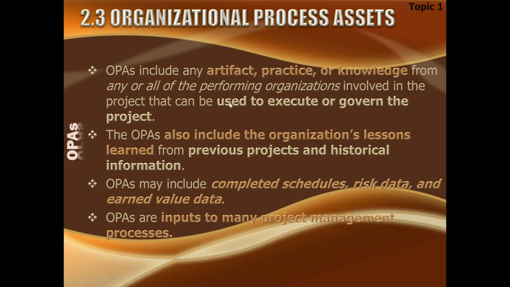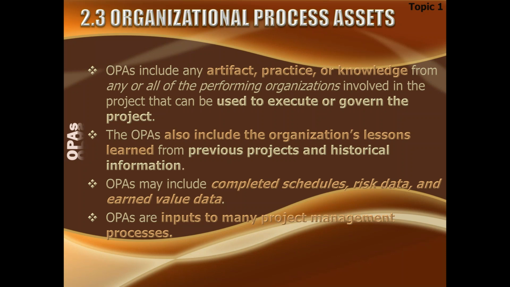OPAs include any artifact that is a document, practice, or knowledge from any or all of the performing organizations involved in the project that can be used to exchange, execute, or govern the project. If there is more than one organization and there is a joint venture kind of a thing, then the organizational process assets of both the organizations will be applicable to the project. The OPAs also include the organization's lessons learned from previous projects and historical information.